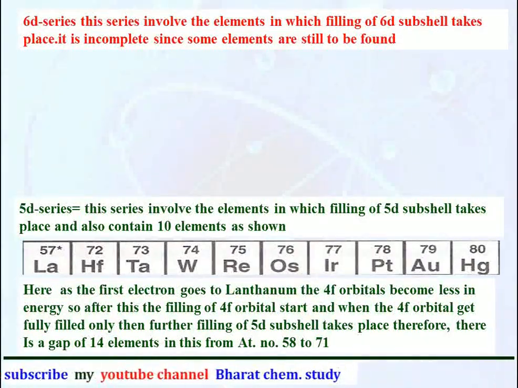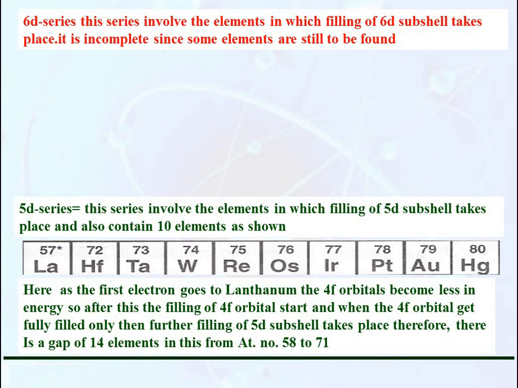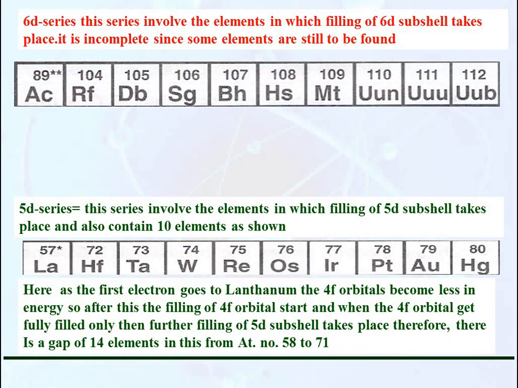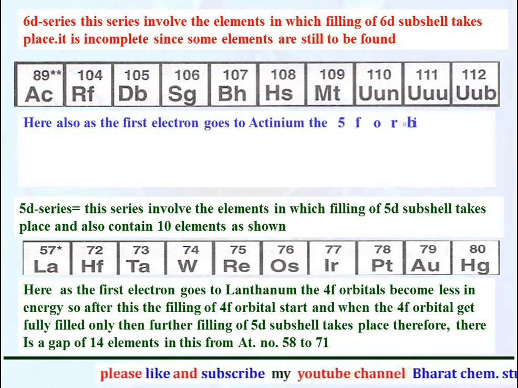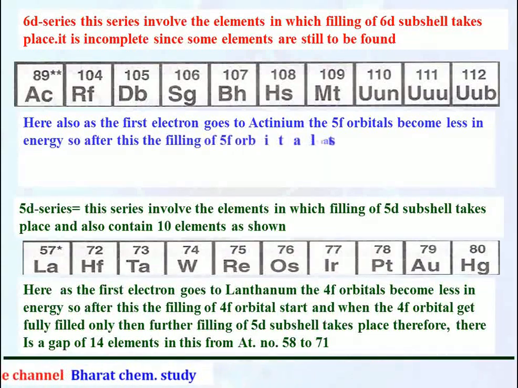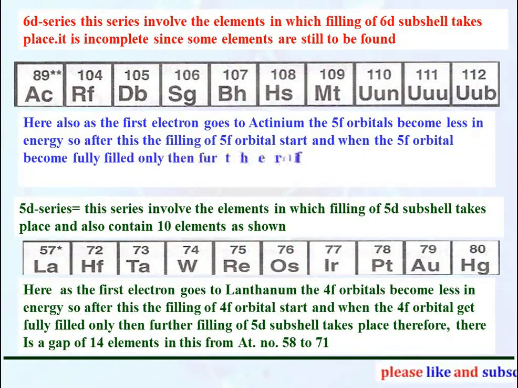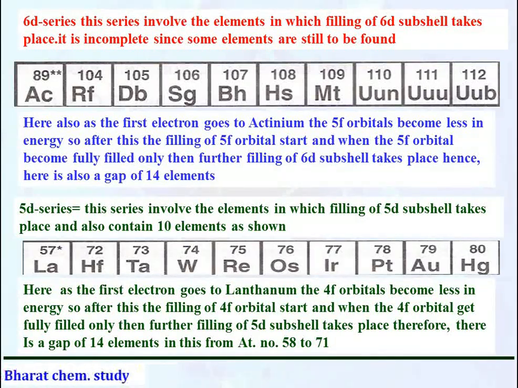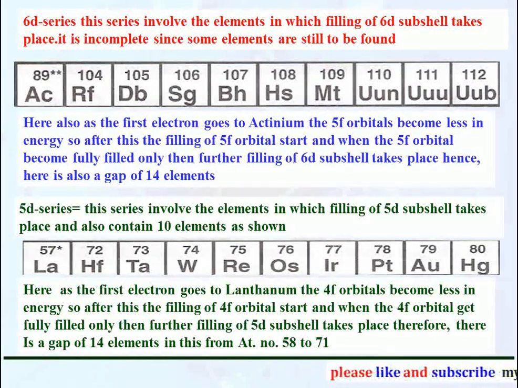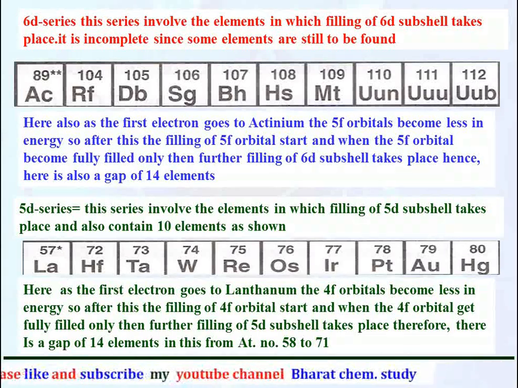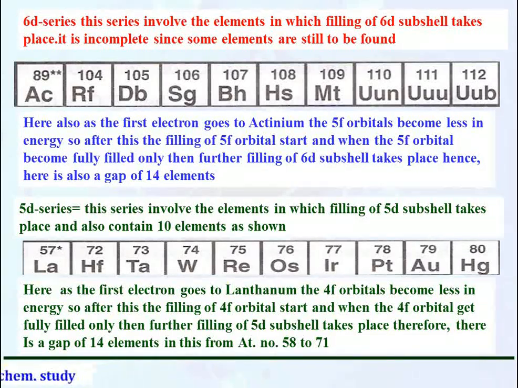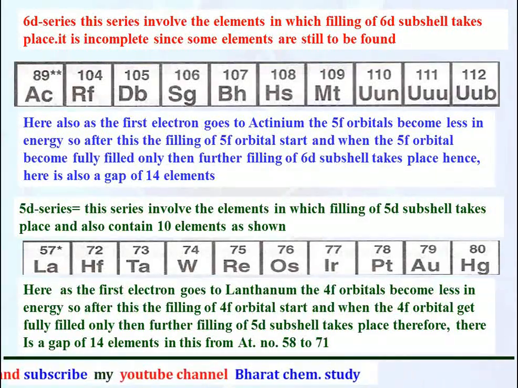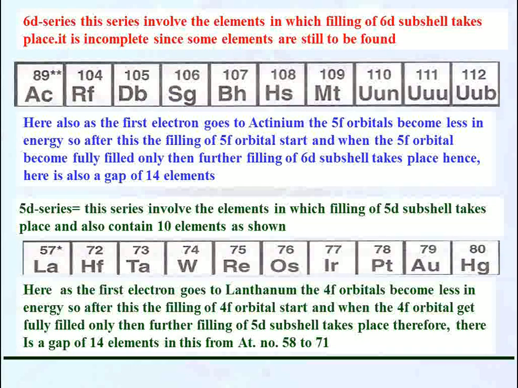6d series. This series involves the elements in which the filling of the 6d subshell takes place. It is incomplete since some elements are yet to be discovered. It starts from actinium. Here also, as the first electron goes to actinium, that is 6d, the energy of the 5f orbital becomes lower. Therefore, the further electrons go to the 5f orbitals, and until the 5f orbital is completely filled, no electron goes to 6d. After the filling of the 5f orbital, the next electron goes to the 6d subshell. Therefore, here also there is a gap of 14 elements, from atomic number 90 to atomic number 103.